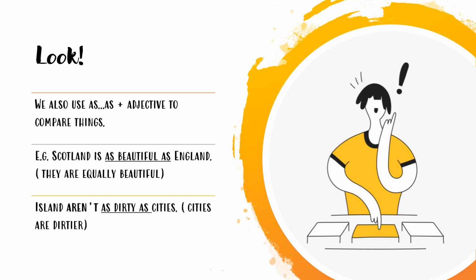Look, we also use as and as with an adjective to compare things. For example, Scotland is as beautiful as England, meaning to say they are equally beautiful. And Ireland aren't or are not as dirty as cities, meaning to say cities are dirtier.